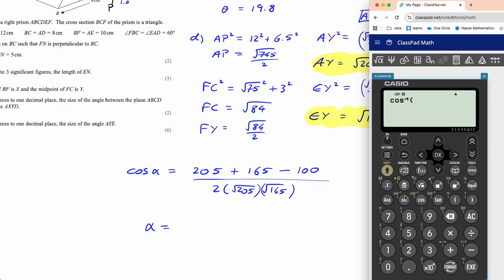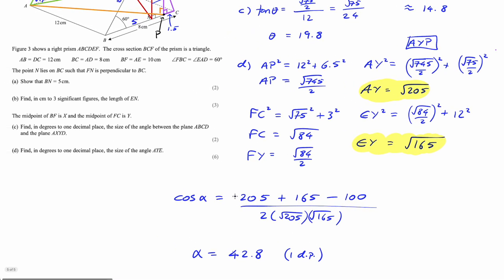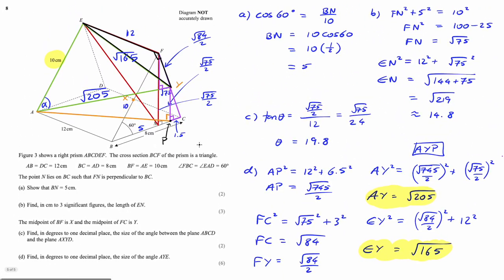Cos inverse of 205 plus 165 minus 100 over 2 times root 205 times root 165. Well, close brackets here, and I get 42.8. Thankfully, guys, that is correct. 42.8 to 1 decimal place. Okay, guys, that final question there was like crazy hard. That is question 8.